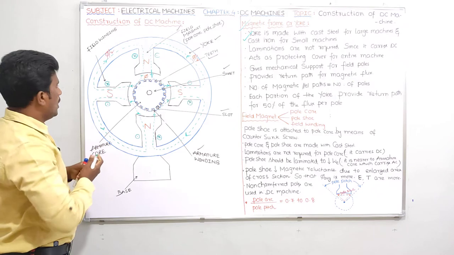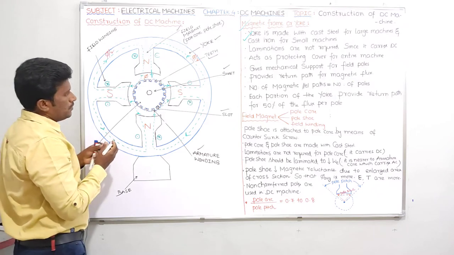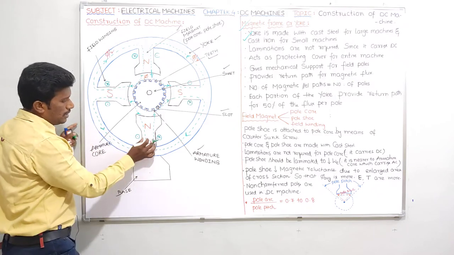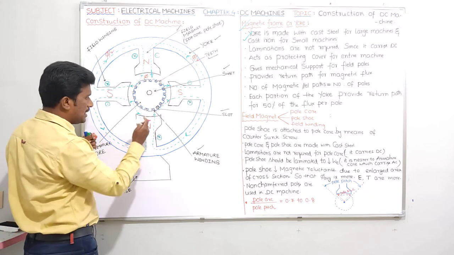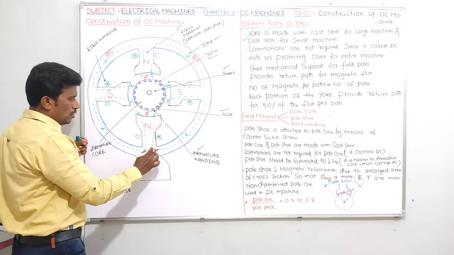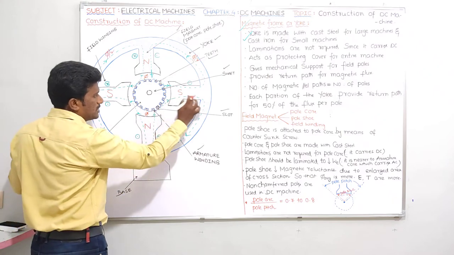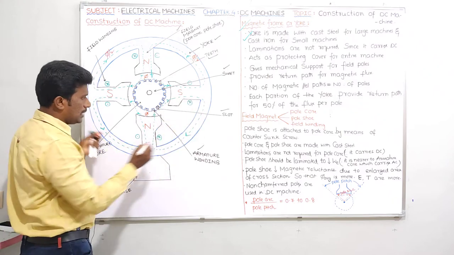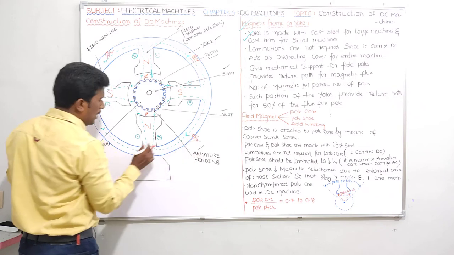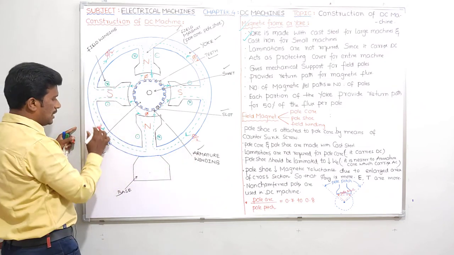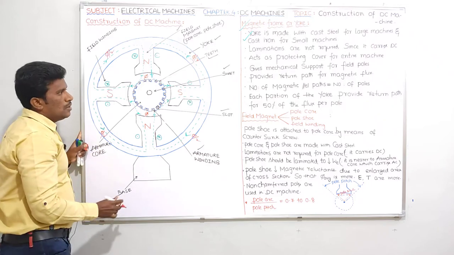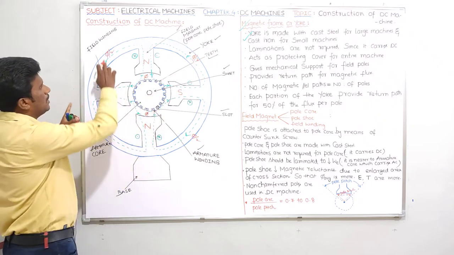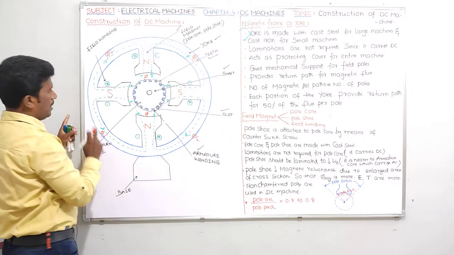Now, once again, please see. Suppose, once again, if you observe earlier, under this north pole, let us assume that flux pi is there. So 50% flux is coming here, so I can take it as pi by 2, and the remaining 50% of flux is taking the path like this. Okay, is it clear, guys? Like that, please try to understand clearly here. Pi by 2, pi by 2, pi by 2, pi by 2.